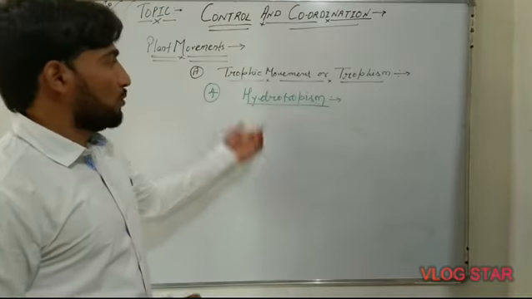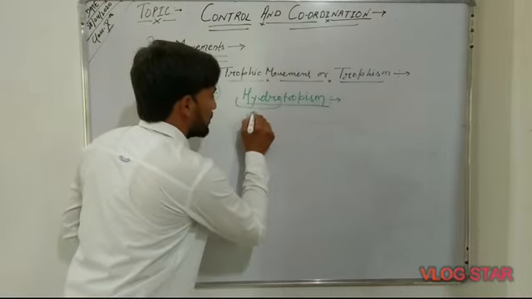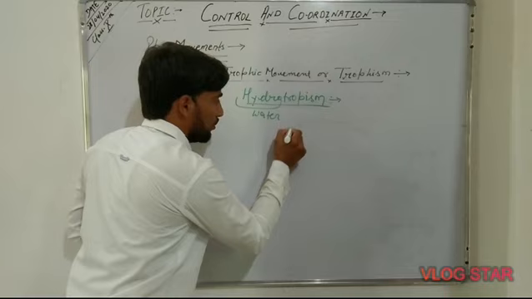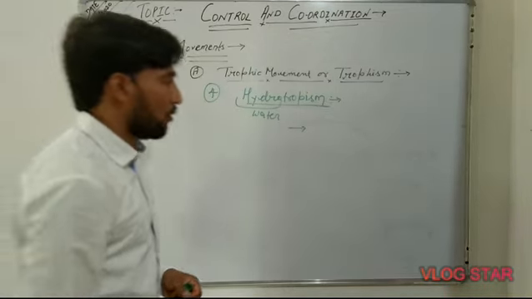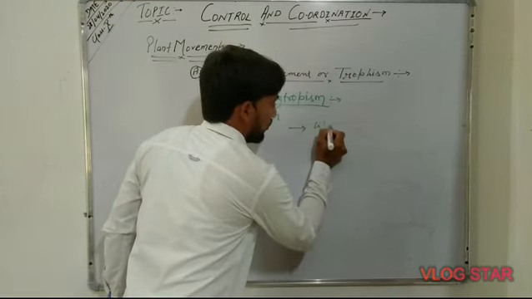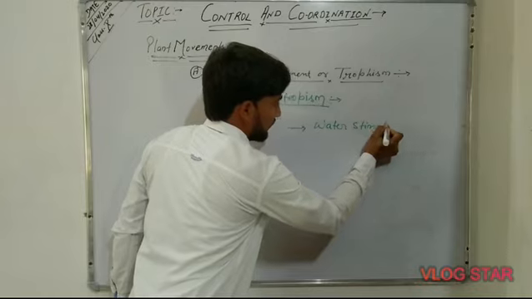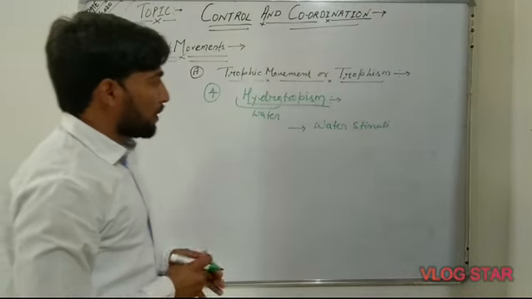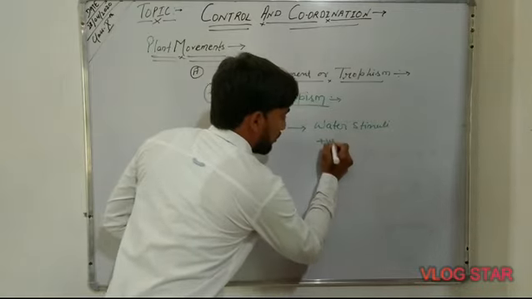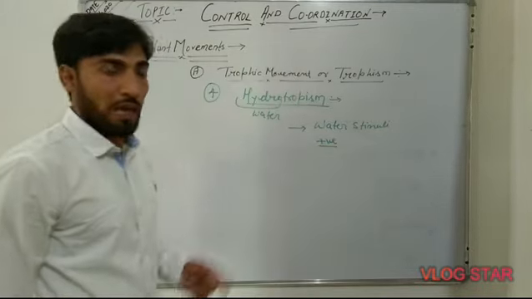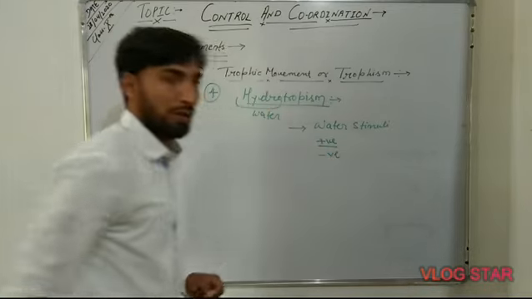Our fourth tropic movement is hydrotropism. So here also, as the name tells, hydro means water. So hydrotropism is the movement of plant parts or plant organs in response to water stimuli. For example, if a plant part moves towards water, then it is called positive hydrotropism. And if a plant part moves away from water, it is called negative hydrotropism.